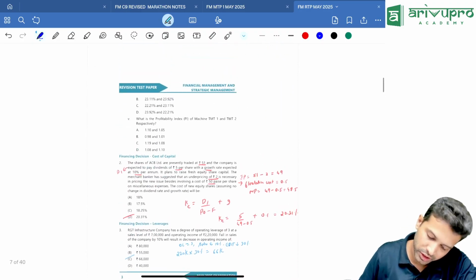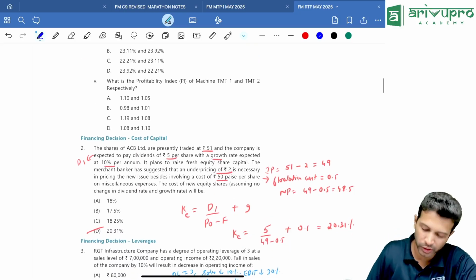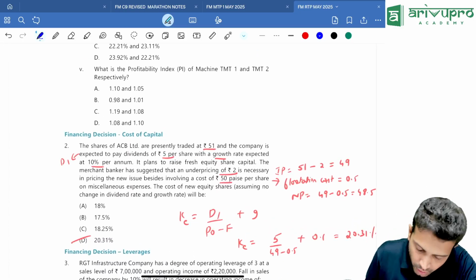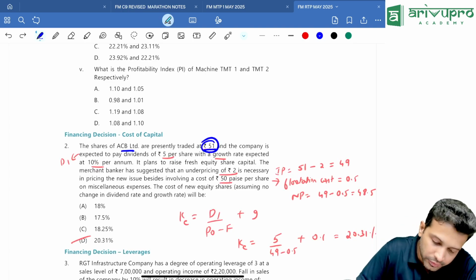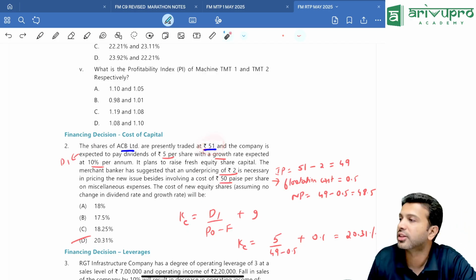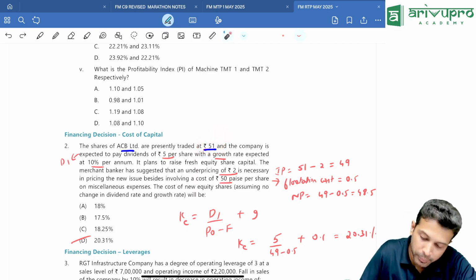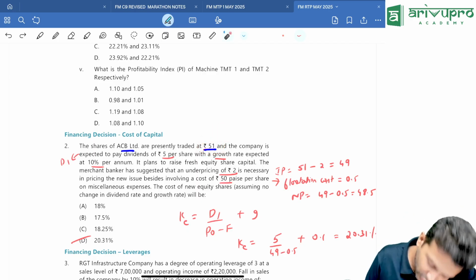Okay, second question. This is also repetitive since it's an MCQ question. Quickly, I'm doing it. That's all. Okay, shares of ABC company. It's presently traded at 51. So the current market price of this is how much, sir? 51. That is your P1 or P0?